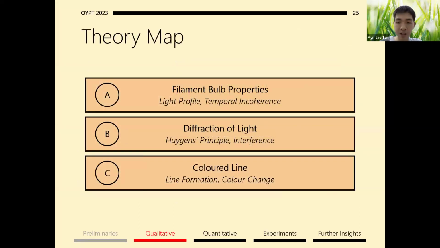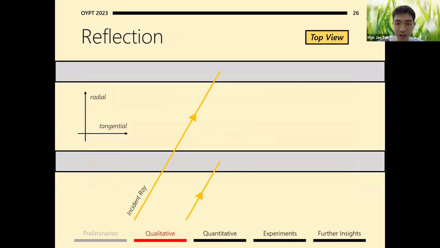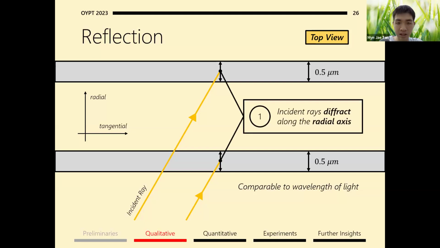So moving on, I'll be explaining why we see a colored line and not some interesting circular diffraction effects. If you look at the tracks from the top view, the gray rectangles here represent the tracks. According to the literature, the width of each track is around 500 nanometers or 0.5 micrometers, and this is comparable to the wavelength of light, because light has a wavelength of between 400 to 700 nanometers. Hence, the incident rays will diffract along the radial axis, which is labeled as shown.